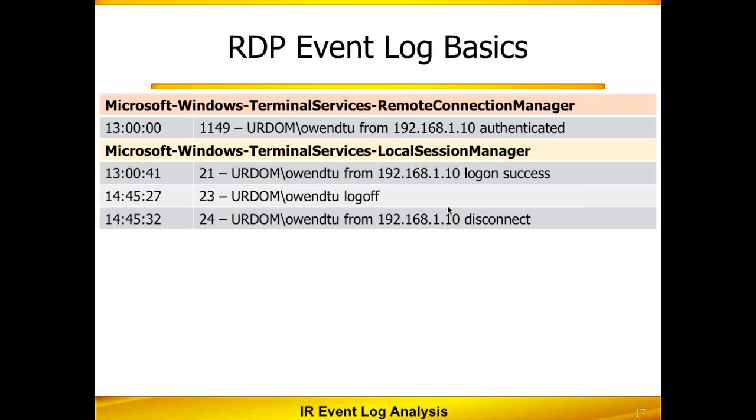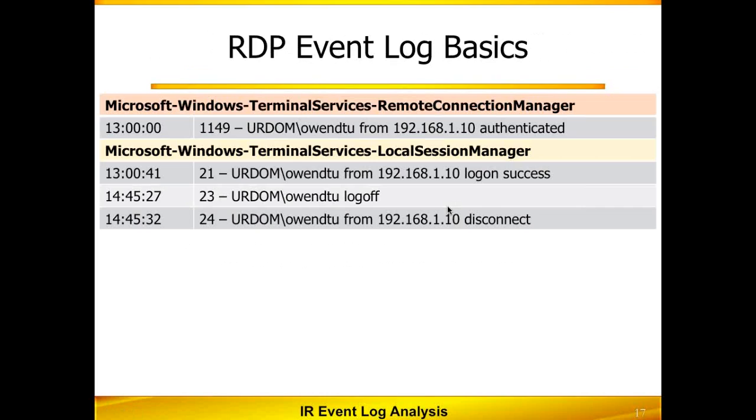What's interesting is the time stamping on those events. I've actually seen the 21 event come in up to a minute after the 1149 event gets logged in the remote connection manager log. And so I assume that 1149 logs as soon as the user types in the right password, whereas the 21 event in the local session manager basically shows the user's desktop being fully instantiated, which is why there's a time gap there.